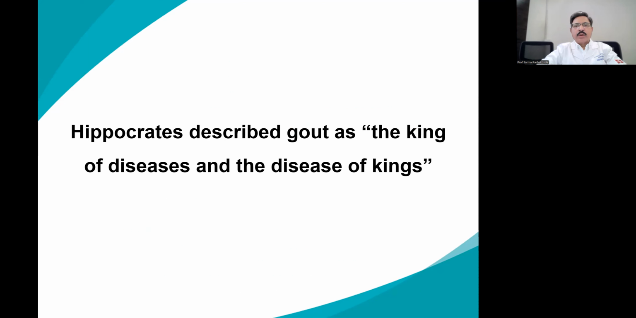Hippocrates described gout as the king of the diseases and the disease of the king. He wrote around 400, 500 years ago. It is the king of the diseases and the disease of the king because it is such an acute, painful disease, and the kings were affluent, having a lot of meat, alcohol, everything. So naturally, it is the disease of the king and king of the diseases.